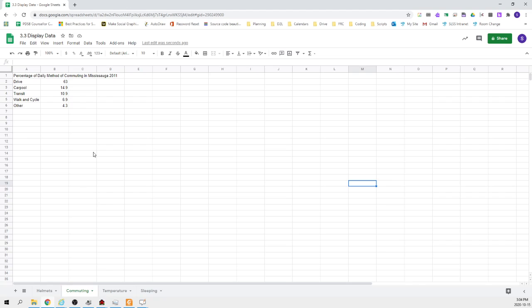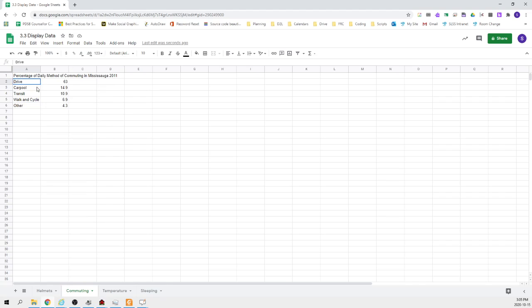Here's some data on how people commute each day, and it's expressed in percentages. So they asked a bunch of people, and they fell into one of these categories. You can only really fall into one of these categories. You either drive or you carpool, you take transit, you walk or cycle, or some other category. They've lumped it all together.